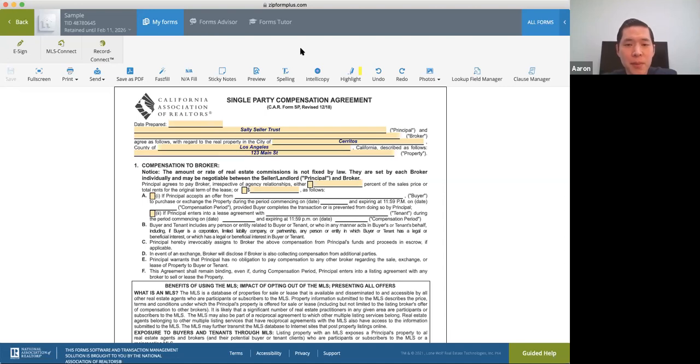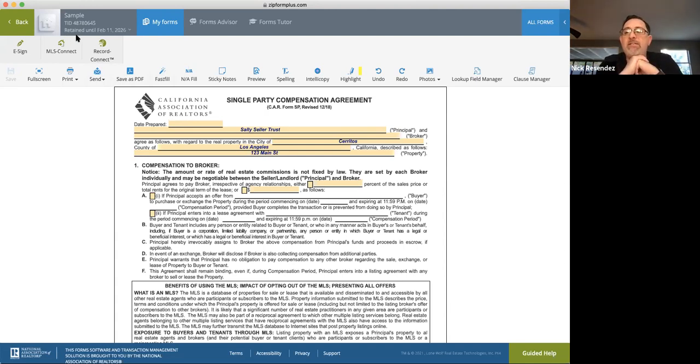You bet. Okay, let's look at the single party comp. So this is what we would use for a for sale by owner. I get this question a lot. What do I do? Well, it's similar to a listing agreement. Date prepared, who's the seller, who's the broker, what's the property information, and then compensation, right?